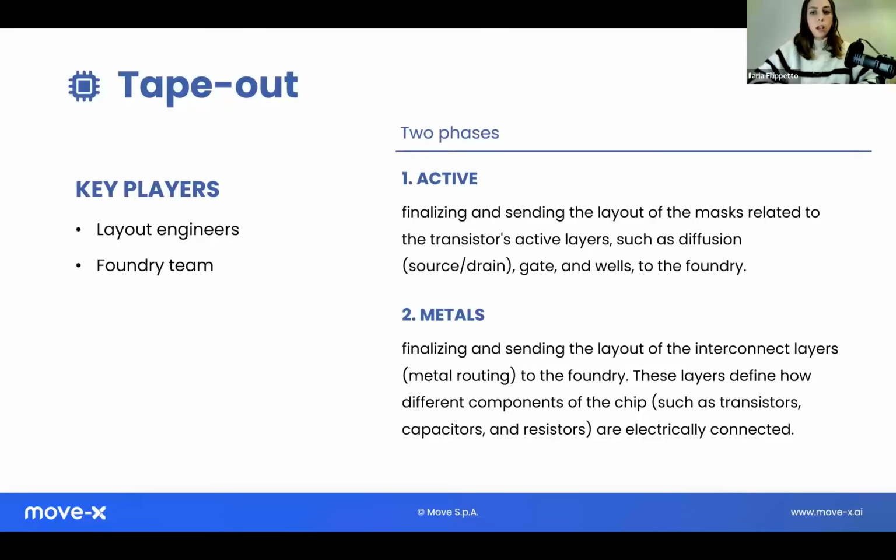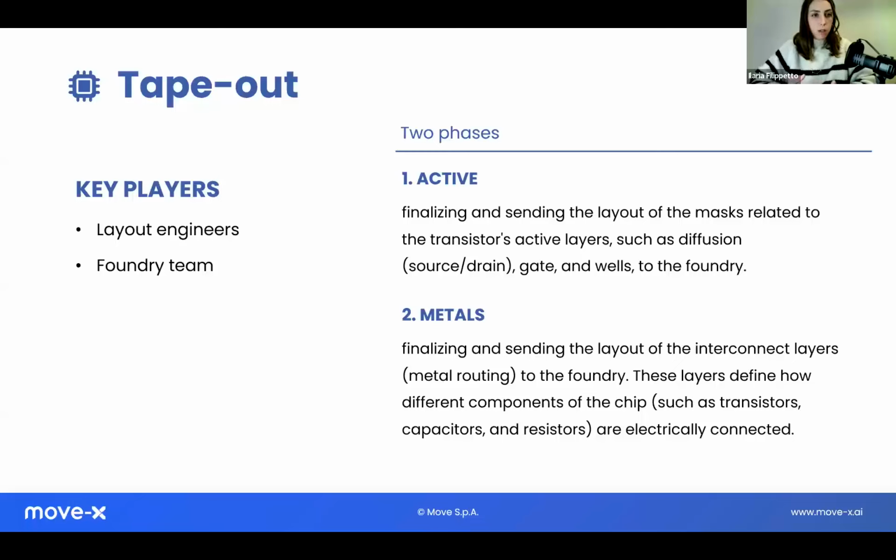Okay, so once the actual design phase is finalized, so we have the chip that is ready and all the specifications are met, we can go to the final step, which is the tape out. During the tape out, the layout engineers finalize and send all the mask details to the foundry team for the development of the chip, so for the production.